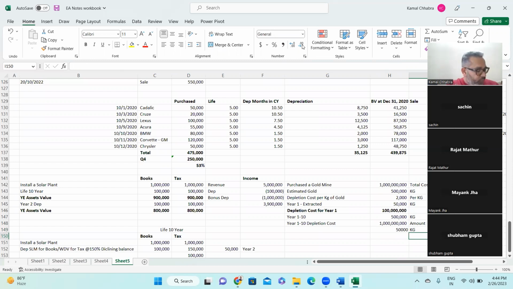At the time of the purchase, you estimated that 500,000 kg of gold might be extracted from this mine. And you have extracted all 500,000 kg, but still you see there is more gold available, which is 50,000 kg. Then what will be the depletion cost after that, if you are using the cost depletion method?